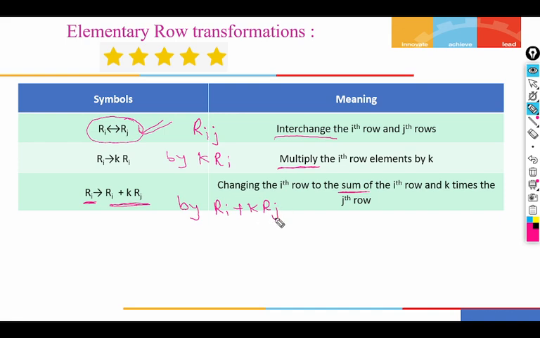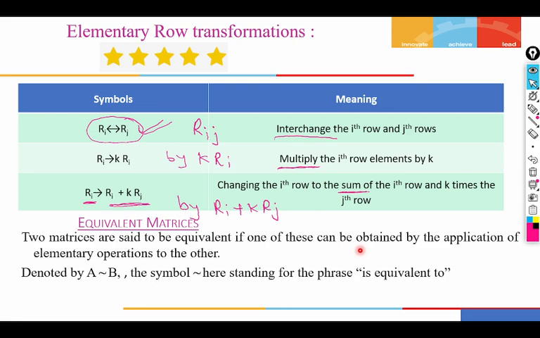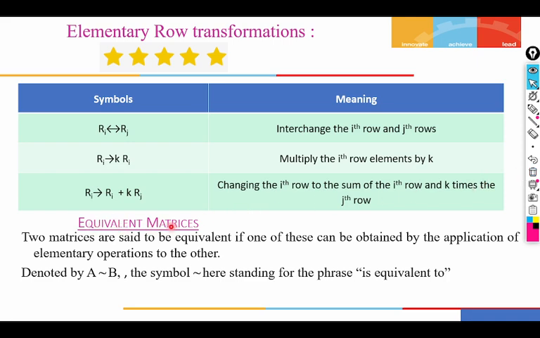These elementary row transformations have one important property. It gives us equivalent matrices. So what are these equivalent matrices? Two matrices are said to be equivalent if one is obtained from the other by elementary row or column transformations. We denote equivalent matrices by this symbol, the sign of equivalence, and we read it as A is equivalent to B. Remember, these matrices do not remain equal, they become equivalent. And what is the most important property of equivalent matrices? Equivalent matrices have the same rank, and because of that we use elementary transformations for getting the rank of a matrix.